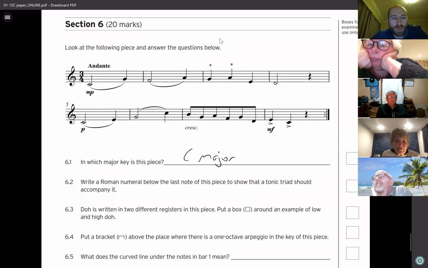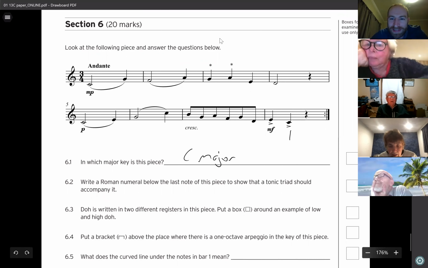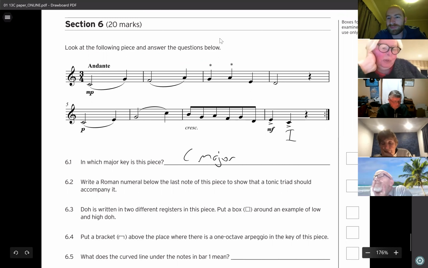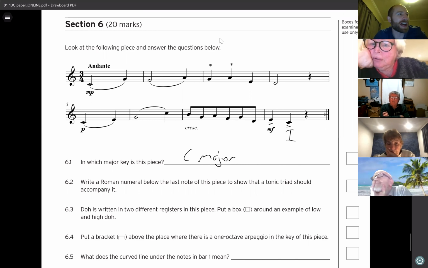Write a Roman numeral below the last note of the piece to show that a tonic triad should accompany it. 1. Do we remember Roman numerals from last week? Oh, yeah. Isn't it a 1? Yep. A capital I in a Roman numeral is 1. Yep.